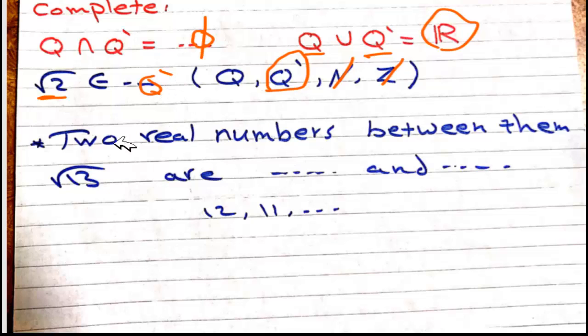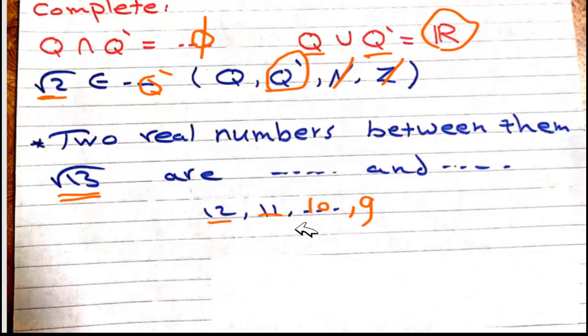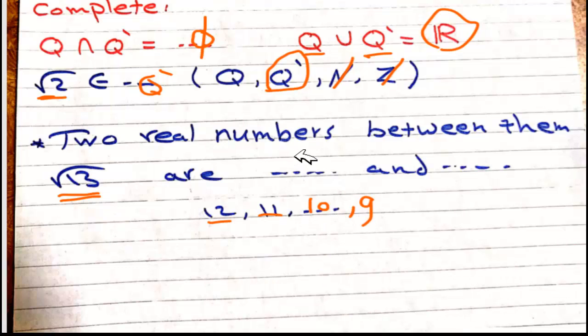2 real numbers, between them root 13 are what and what? So as I said, you have to think about the number before 13. Is 12 a perfect square? No. 11 a perfect square? No. 10? No. 9 a perfect square? Yes. So root 9 is 3 and the number after the 3 is 4, and that is the last thing in irrational numbers.